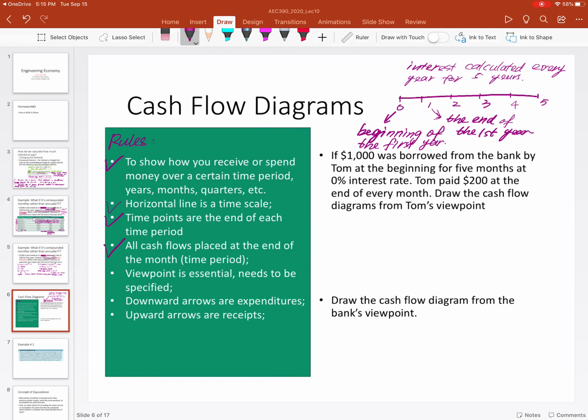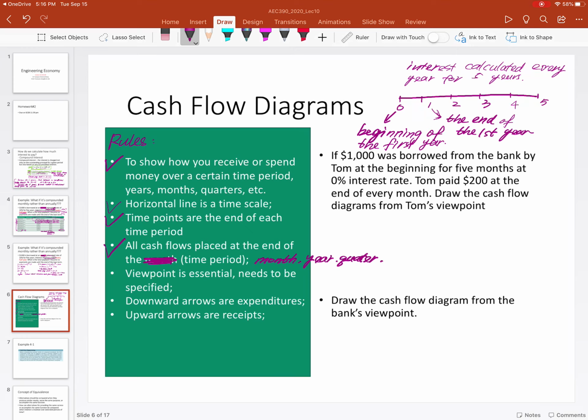All right, and then the next bullet point for the rules is all cash flows placed at the end of the month or time period. Okay, we should say it's time period. It could be month or year or quarter, depending on how often the interest is calculated. Is it calculated every month or every year or every quarter?